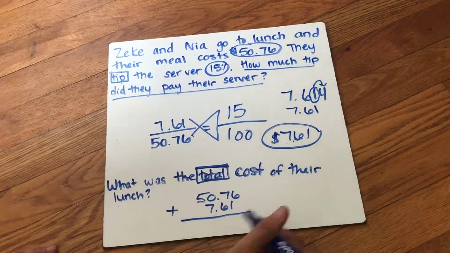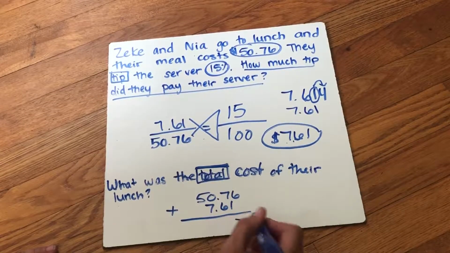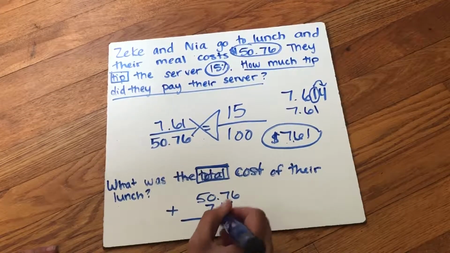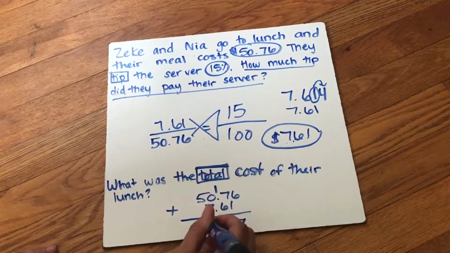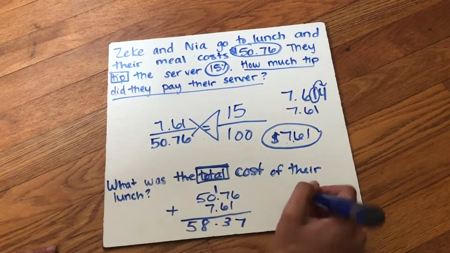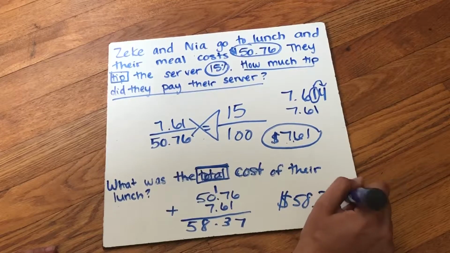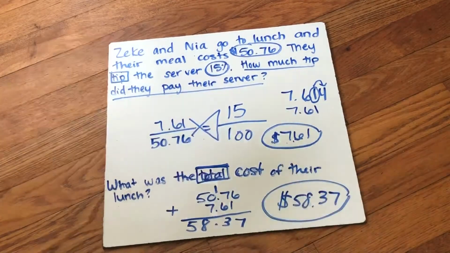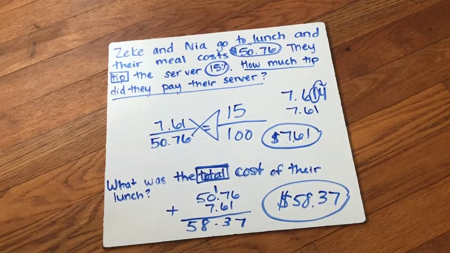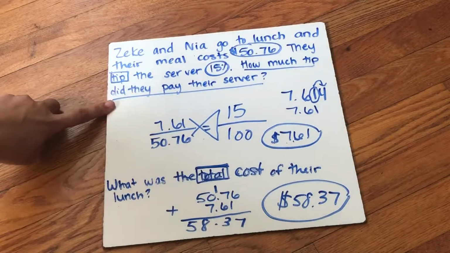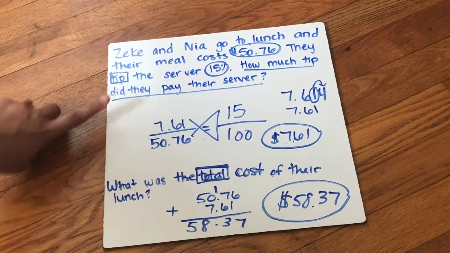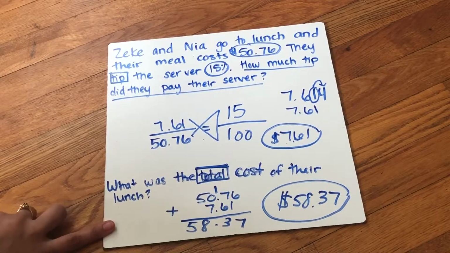So I'm going to do my math. 6 plus 1 is 7. 7 plus 6 is 13. 7 plus 1 is 8. So when they left the restaurant, they had paid $58.37 in total. Please make sure you pay attention to the question. They could be asking you just how much was their gratuity or their tip, or they could be asking you the total cost of something.